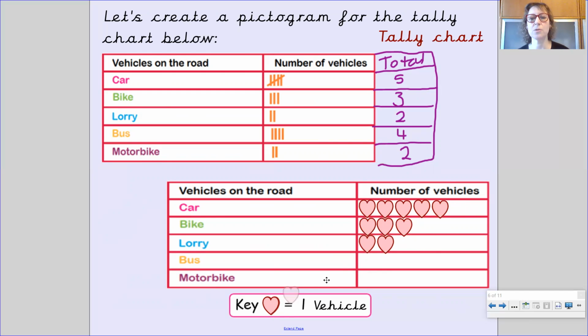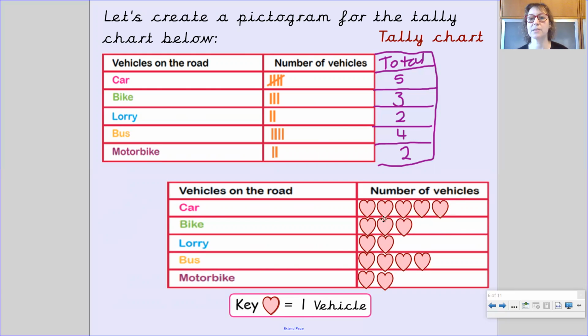Bus, I need 4. 1, 2, 3. This one's harder to line up because I haven't got anything above it to line it up with. So I'm going to have to make sure that. There we go. And motorbike, I need 2. 1, 2.